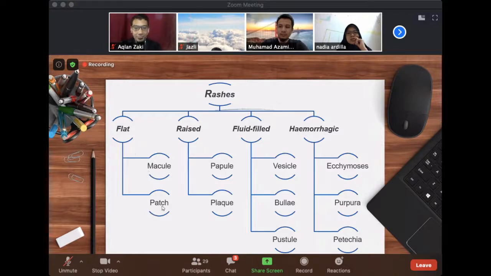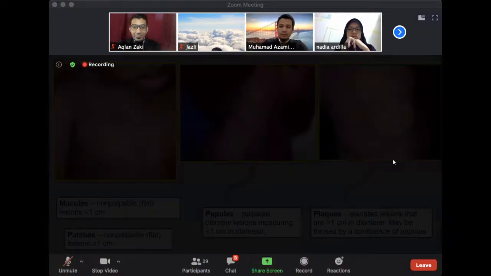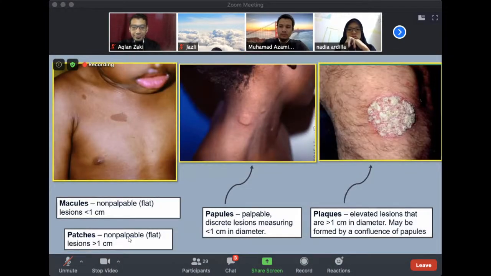For the flat rash, it includes macules and also patches. The difference between them is the size. I will explain the details of each type of rash. The raised rashes include papules and plaques. For the fluid-filled, there are vesicles, bullae, and also pustules. For the hemorrhagic, ecchymosis, purpura, and also petechiae. So let's go to the flat rash, which is the macules and also patches. The difference is that macules are less than 1 cm and patches are more than 1 cm.